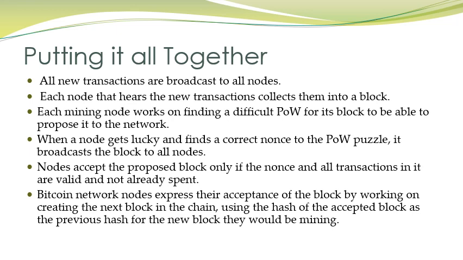Each mining node tries to solve the mathematical puzzle for its block so it can propose it to the Bitcoin network. When a node gets lucky and is able to solve this mathematical puzzle, it finds a correct nonce value. To solve the puzzle, the node has to change the nonce value until it finds the correct one. Then, after solving this proof of work puzzle, the node broadcasts the block to all the nodes by the block propagation method.